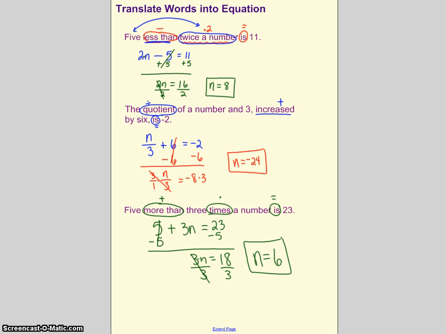So when you have to translate into equations, you do want to be careful with this, because if you write an incorrect equation from the start, then it's kind of hard to get the right answer in the end. So be very careful with your translating before you solve.